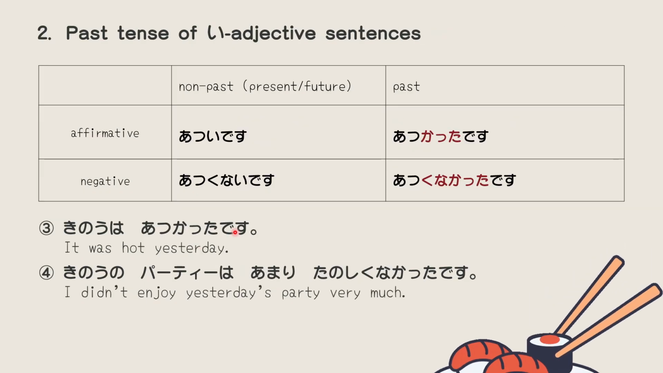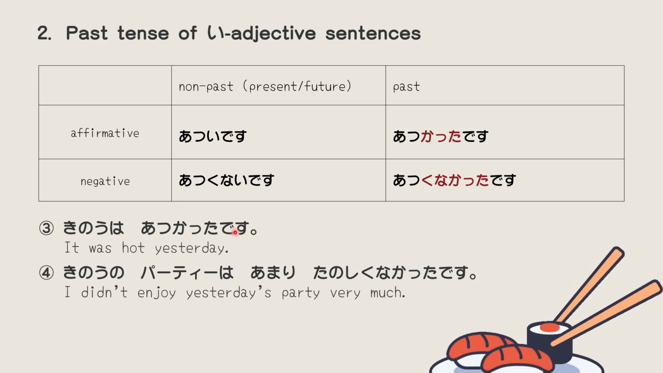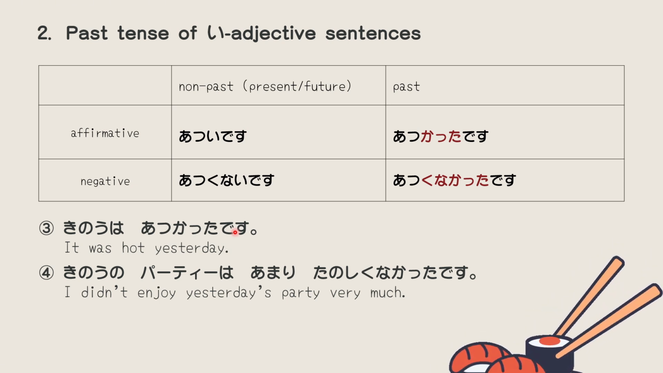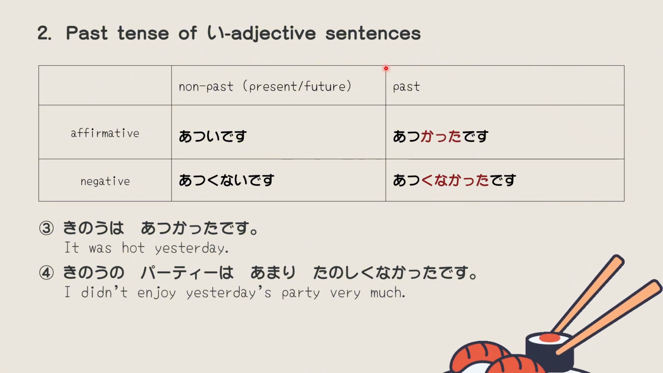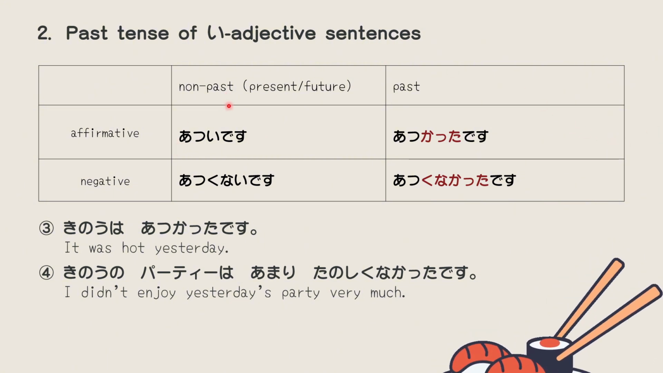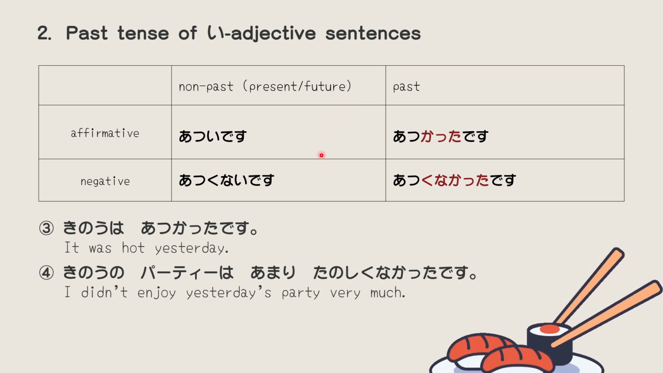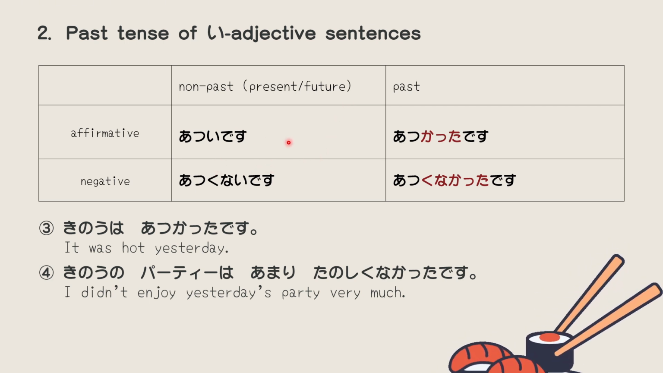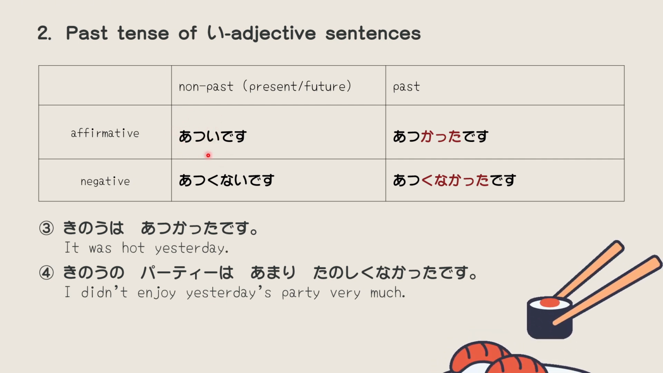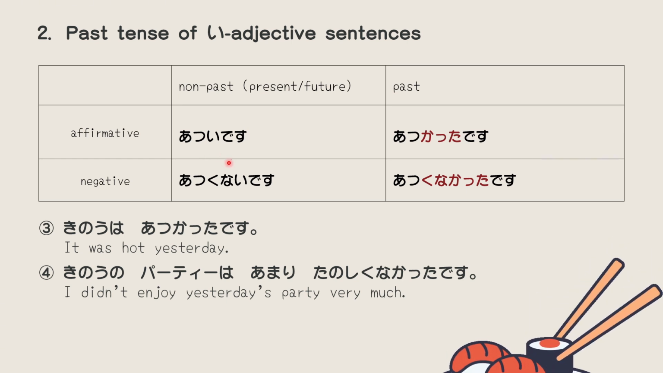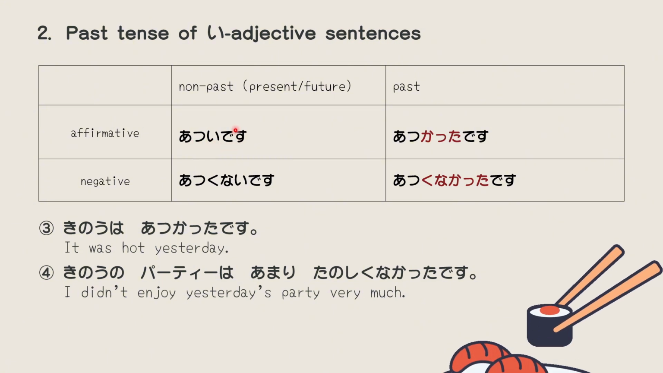We have the past tense of i-adjective sentences. Now this is the last form that we have for this lesson. Like I said, it's very short. We have here the affirmative and negative, non-past, and past. So as for i-adjective sentences, they are formed a little bit differently. Instead of deshita, you change the adjective itself. If you remember the negative form of adjectives, you can see here, for example, we have atsui desu.